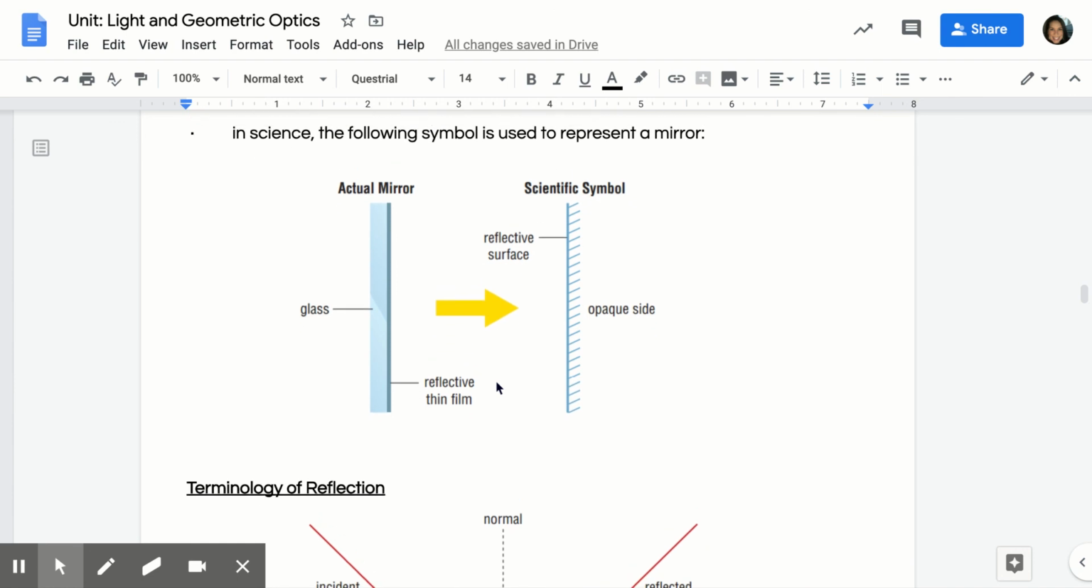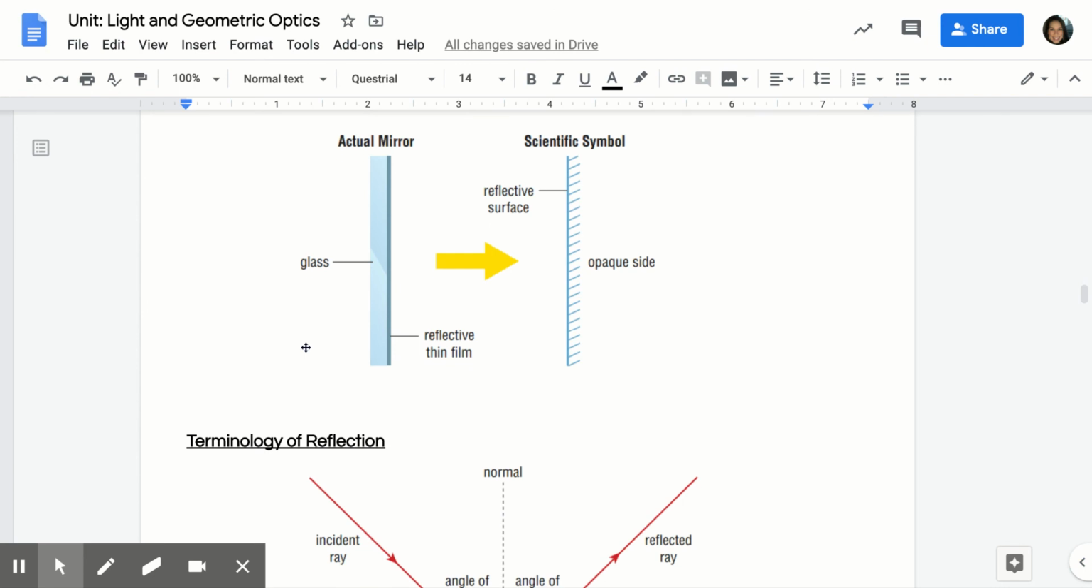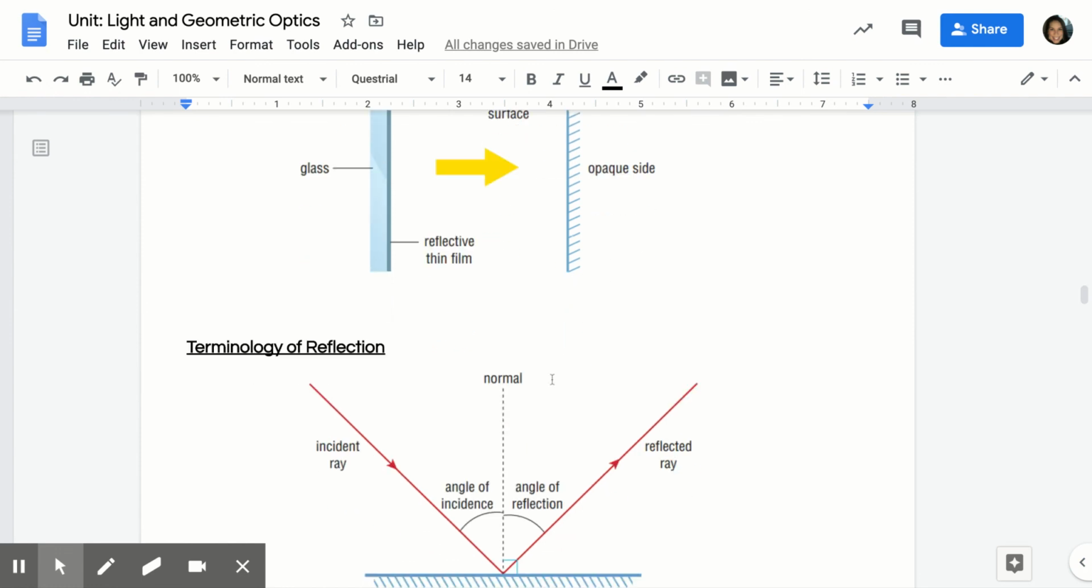And we're going to use the following symbols to represent a mirror in science because it's really hard to draw these things. So if this was the actual mirror, we're going to depict it by a straight line with these dashes. The straight line, that's going to be our reflective surface. The dashes, those are our opaque surfaces. Okay, so this is how we would expect you to be able to draw these using a ruler and with the dashes, and then you would label them, just so that we know.